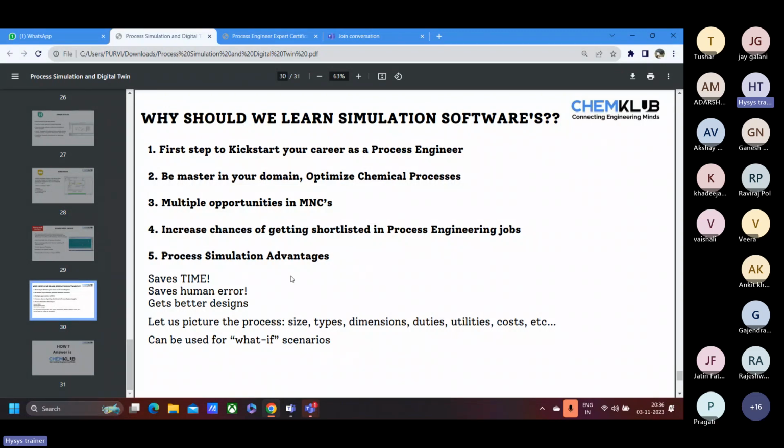Then there are many advantages. It can save time and reduce human error. You can try to have better designs if you are in the design industries: size, types, dimensions, duties. You can also use what-if scenarios to see what kinds of things you can do in the simulation models.